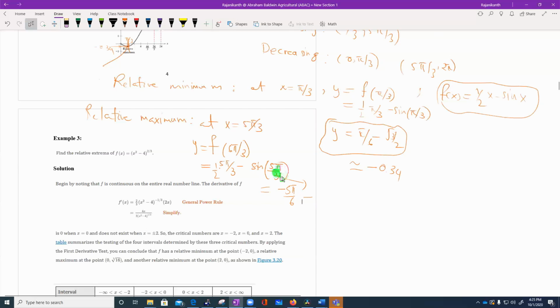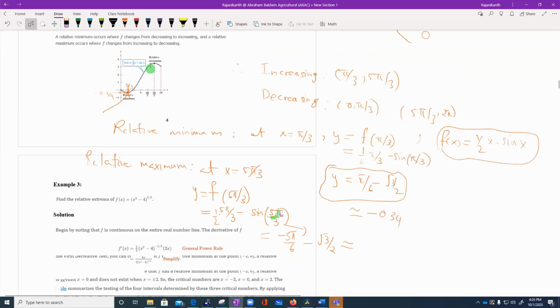You are correct. Pi over 3 is 60 degrees, and 60 times 5 is 300, right? So sine 300 is in the fourth quadrant. Sine is negative there, therefore it is negative square root 3 over 2. Now you can plug everything into the calculator and find the decimal answer. You should get a positive answer, because the maximum value will be somewhere here. You should get 3 point something. This is the y value of the maximum, the function value.